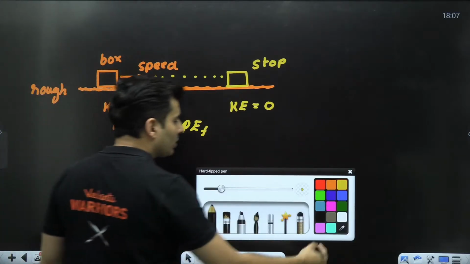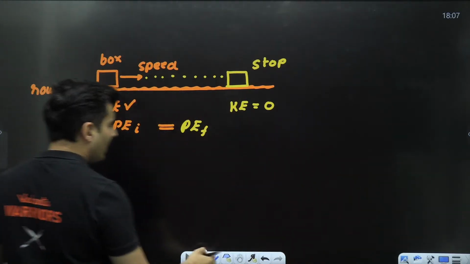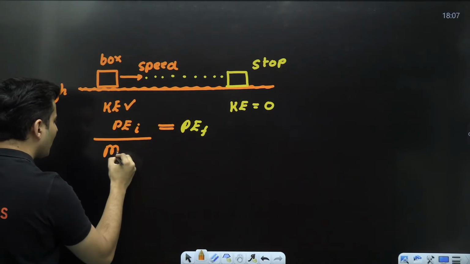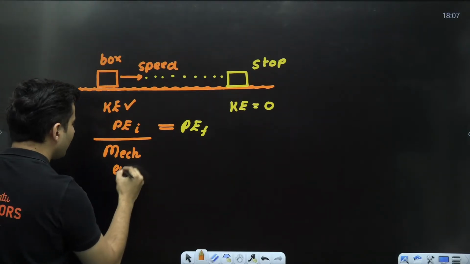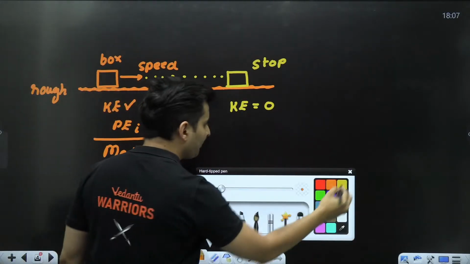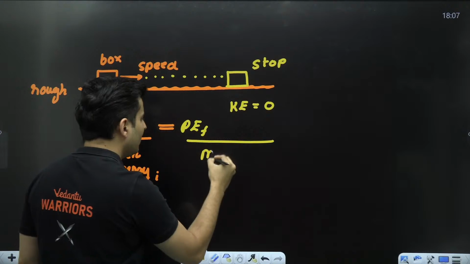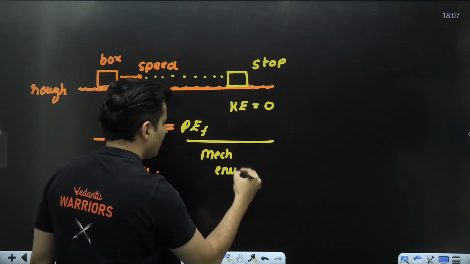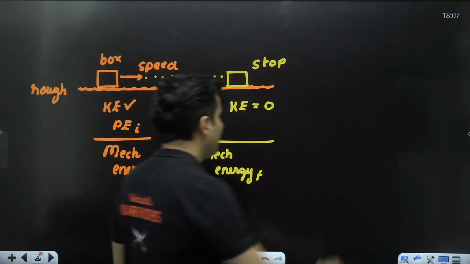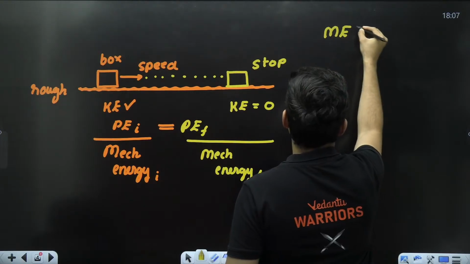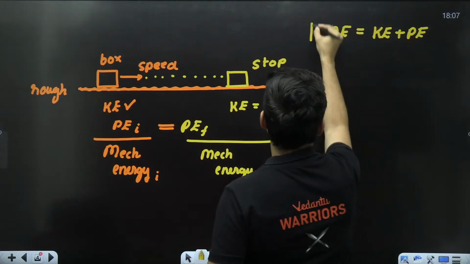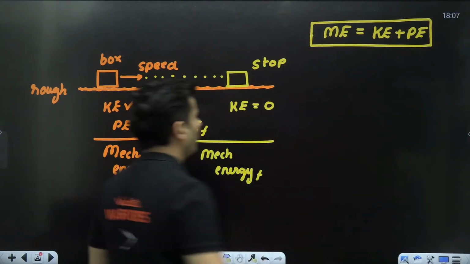Now if I add both the kinetic and the potential energy, the total energy which I get is called the mechanical energy. There is some mechanical energy before, and if I add both of them, I will get the mechanical energy later on. The sum of kinetic and potential is called mechanical energy. So mechanical energy is kinetic energy plus potential energy. This is something which you should definitely know.